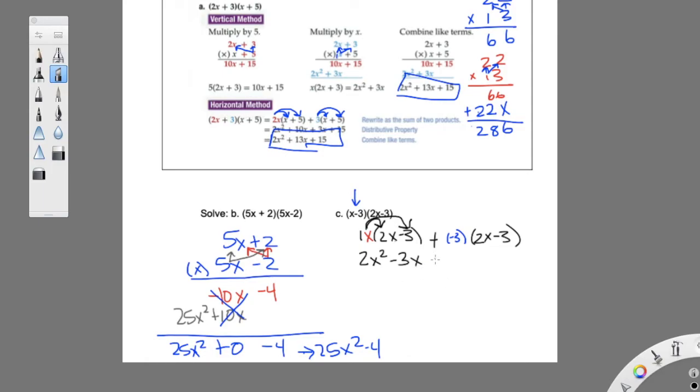And now we have plus negative 3 times 2x, so negative times positive, we get a negative 6, and then x, because there's nothing else to combine that with, so it's just 1x. And then we have negative 3 times negative 3, so 2 negatives make a positive when we're multiplying, and 3 times 3 is 9.